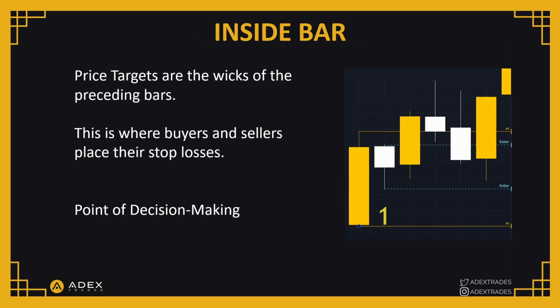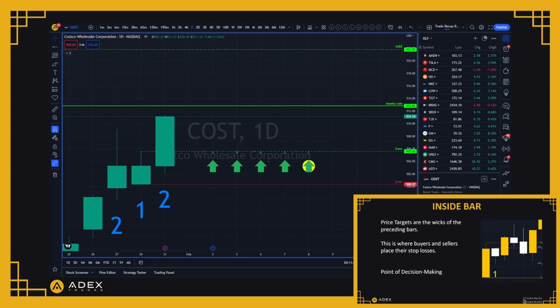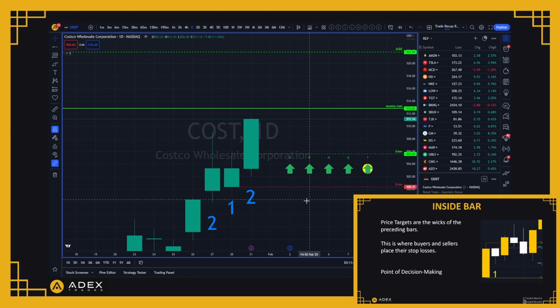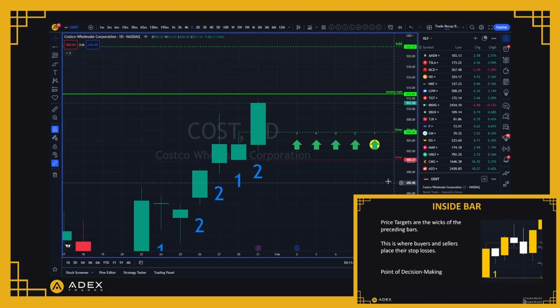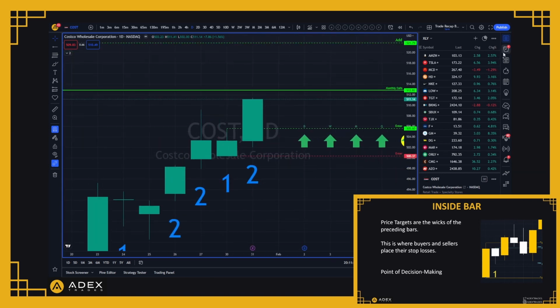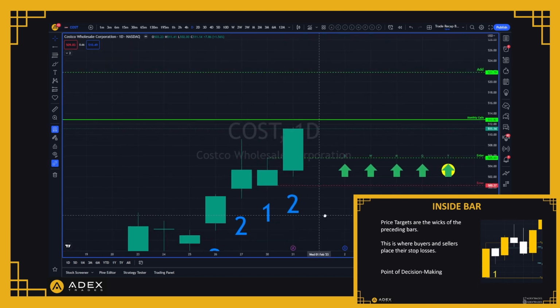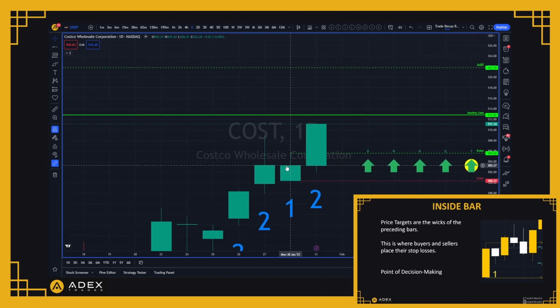Price targets. Price targets are the wicks of the preceding bars. This is where buyers and sellers place their stop losses and the point of the decision making. So if you're looking for those price targets for Costco, this is the reason the strat is so powerful, because our targets are defined for us as well. When you see the inside bar breakout for Costco and you're asking, but where's my target? You just look.